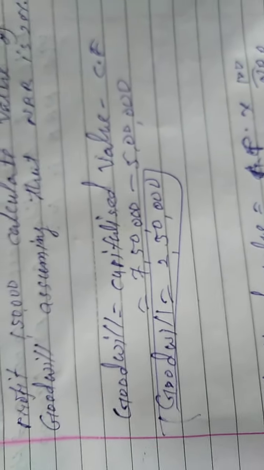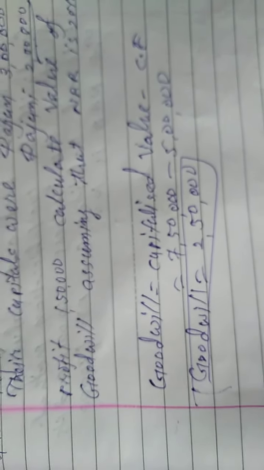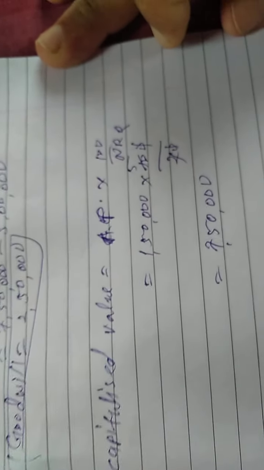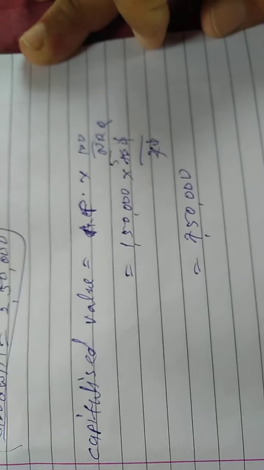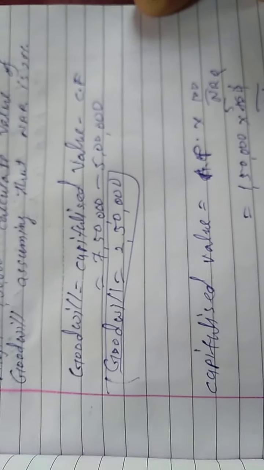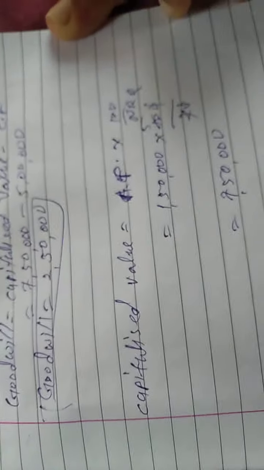Here you can utilize the alternative method also; by that also you can get the value of goodwill. So this is question number 16. You can see how to find goodwill: capitalized value minus capital employed, and how to find capitalized value: average profit into 100 upon NRR. 7,50,000, capital employed is 5 lakhs, so 2,50,000 is goodwill.